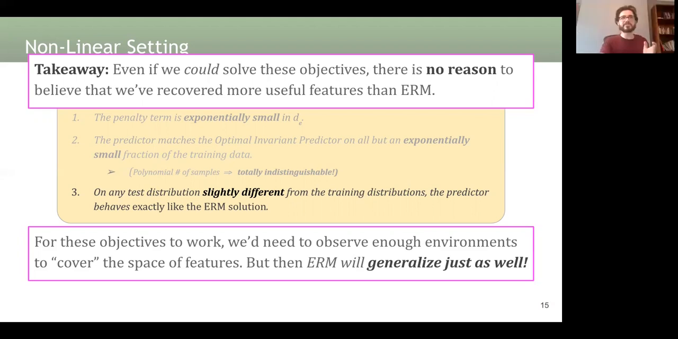Okay, so this is really the main takeaway from this paper. This nonlinear setting is the fundamental result that we present: when you're considering these objectives for deep learning, there's really no reason to believe that IRM or any of these objectives will do better than ERM at test time. So we need to be considering other things.